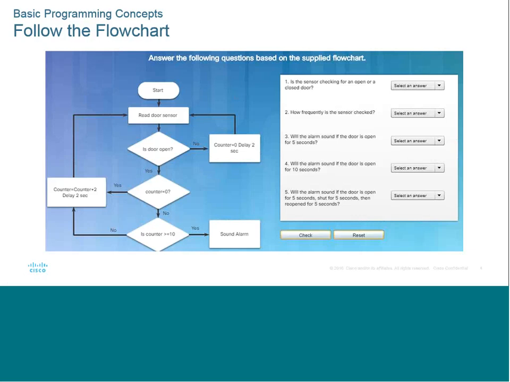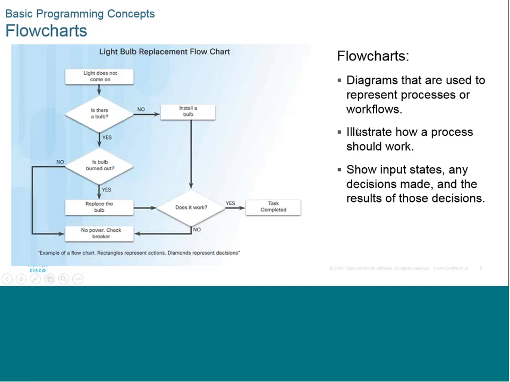This flow chart diagram is used to represent processes or workflows, as I told you at the beginning of the chapter when we discussed what a flow chart is. It is also mentioned here: diagrams that are used to represent processes or workflows. They illustrate how a process should work, and show input states, any decisions made, and the results of those decisions. As you can see, this is a light bulb replacement flow chart.